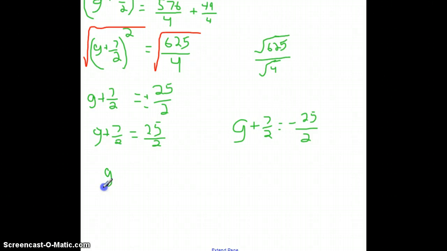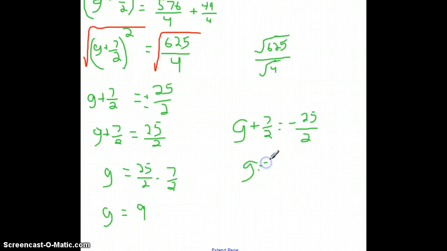So g equals 25 over 2 minus 7 over 2. 25, we already got common denominators, which is great. 25 minus 7 is 18. 18 over 2, well, that's just going to give us 9. So g equals 9, and let's simplify over here.